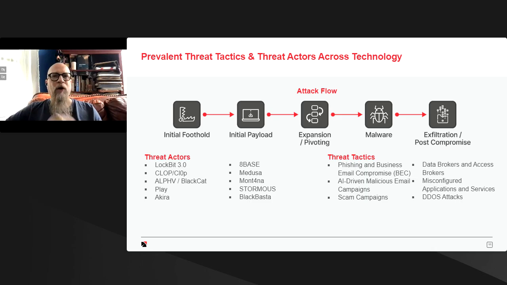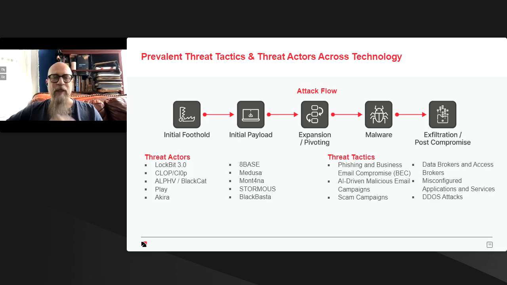AI-driven malicious email campaigns, we're seeing this quite a bit. ChatGPT and the like are large language models that try to emulate human speech. So of course they're being used quite a bit in phishing campaigns. Scam campaigns, very similar. Data brokers and access brokers, a very, very common method of getting access to an organization. They'll just buy credentials off the dark web. Hey, I'm looking for credentials for T-Mobile. Does anybody have some for sale?